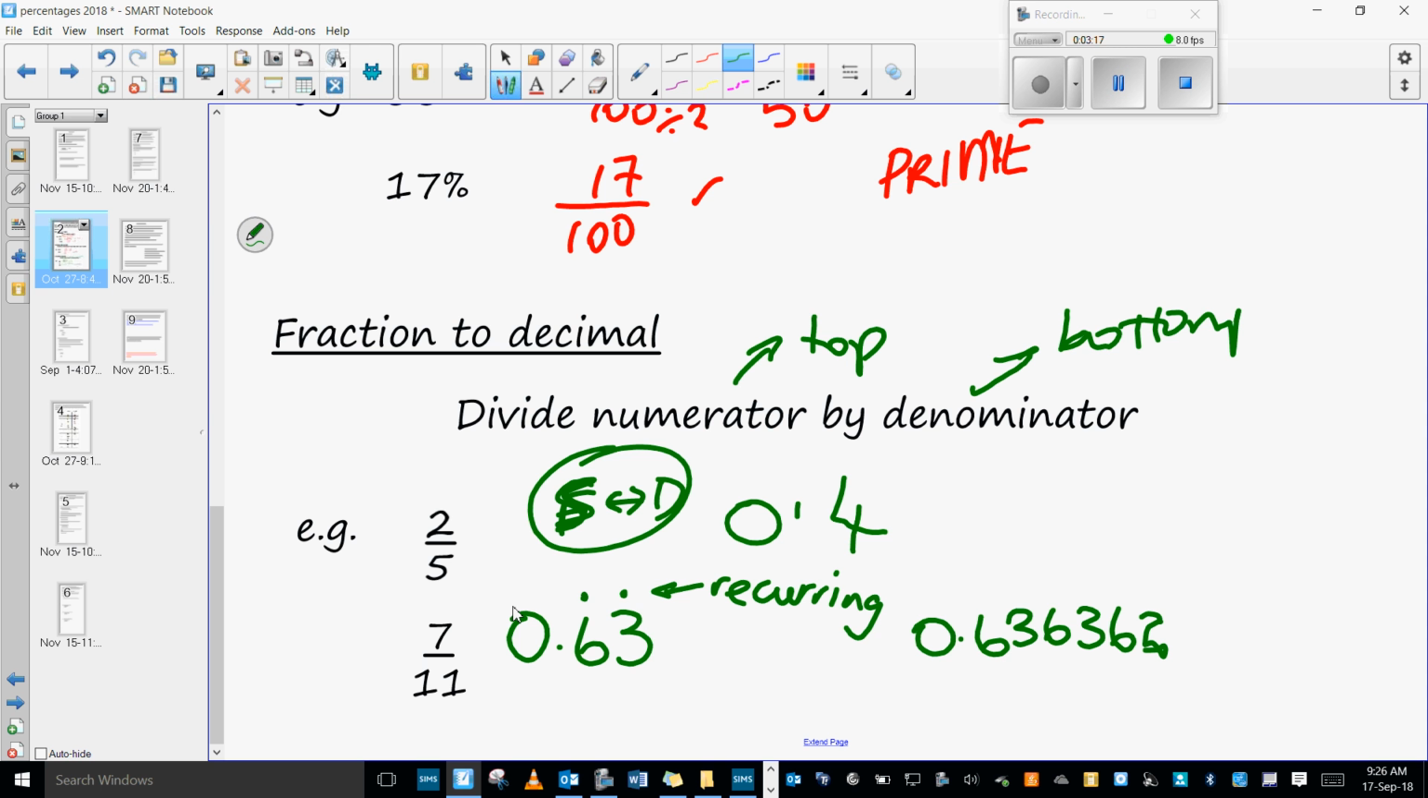So if it has been rounded, perhaps to 2 decimal places, you'd have to remember that it was a 6 afterwards, wouldn't you? So because it was 1, 2, we'd go to the next number because that's a 6. It's actually going to be 0.64 to 2 decimal places. So you've got to remember that that means that they're both carrying on.